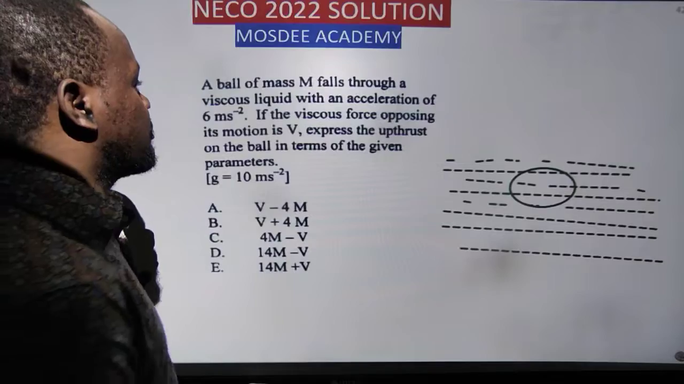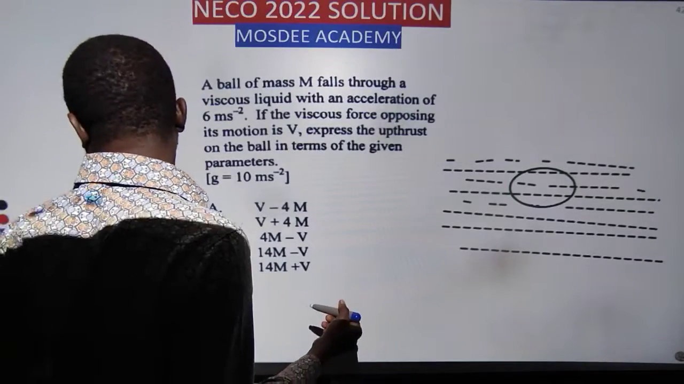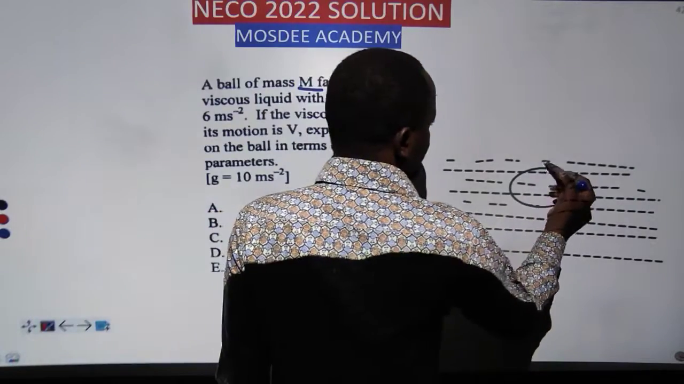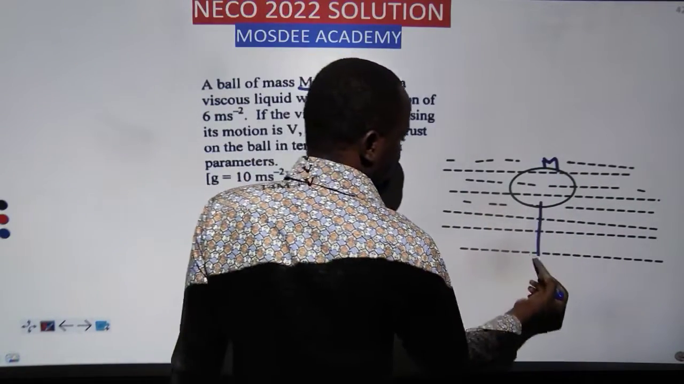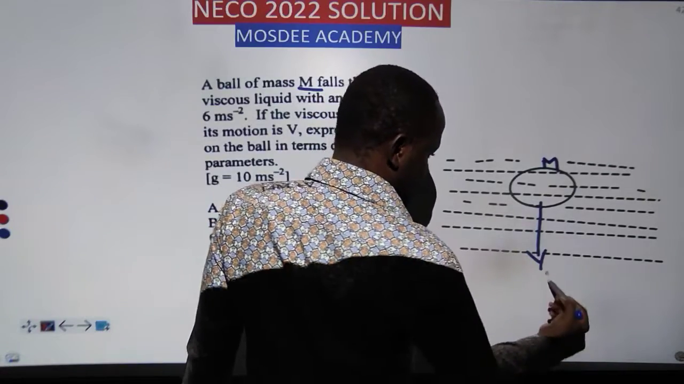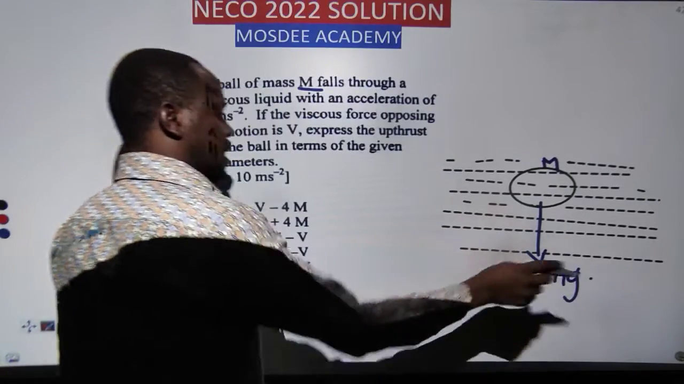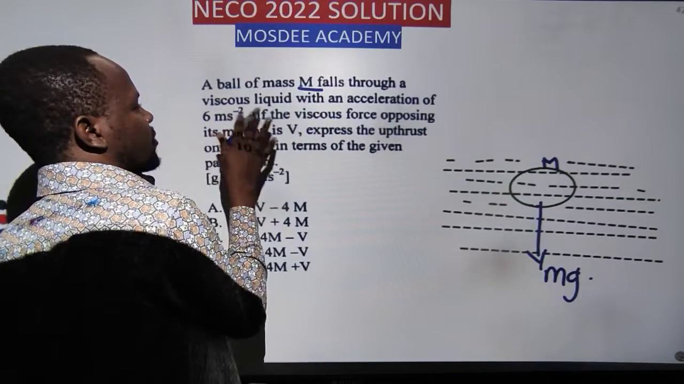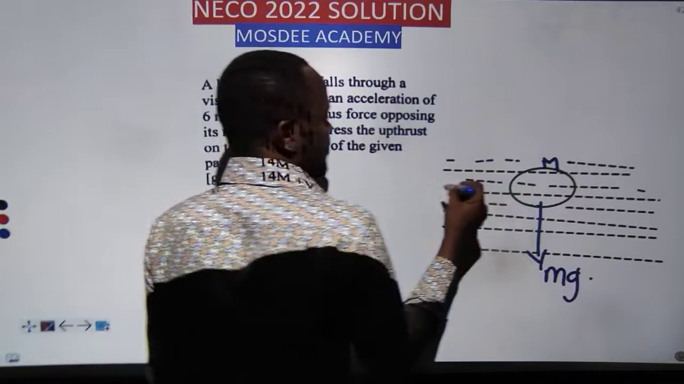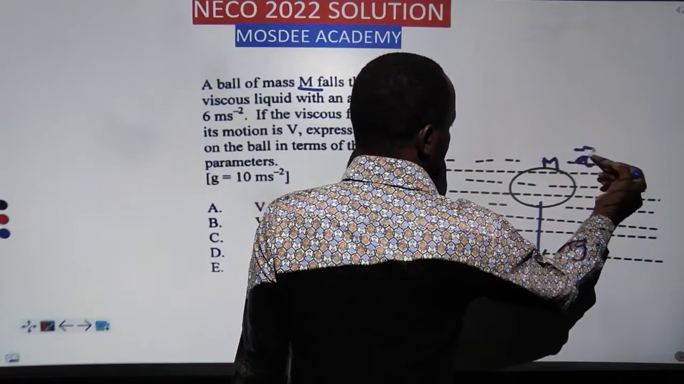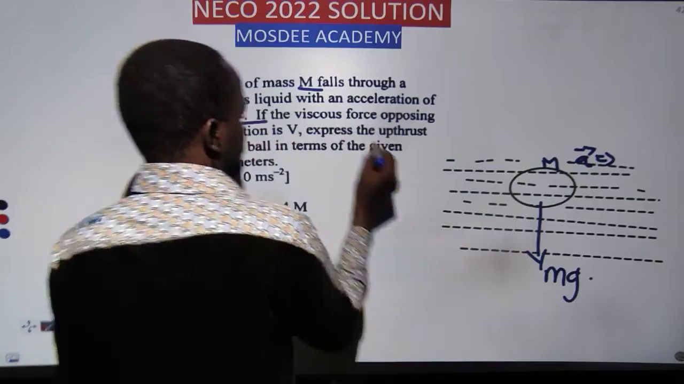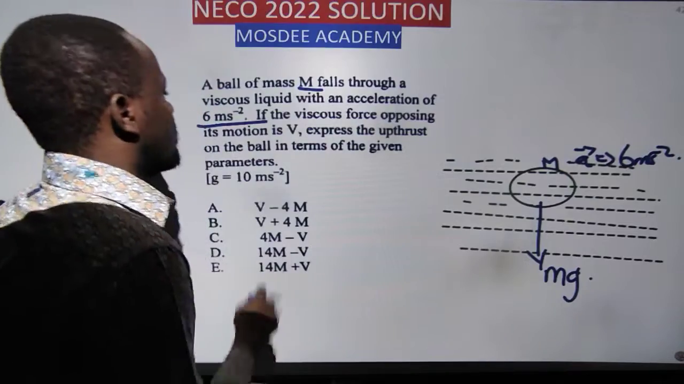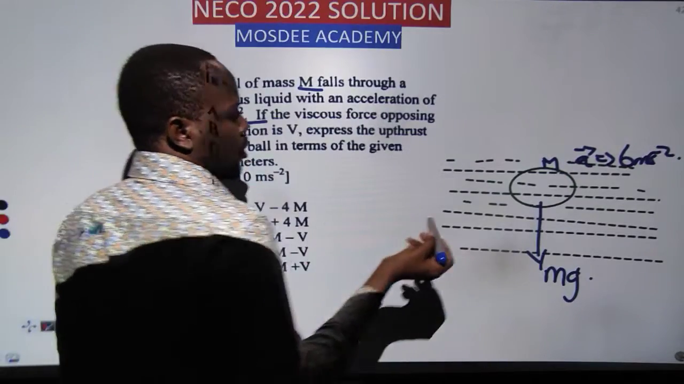So now there is a viscous force. The ball has a mass m. The weight of the body acts downward. Everybody knows weight always acts down, which is mg. Right? Capital M, because it's capital M that was given. The ball falls through a viscous liquid with an acceleration. So what is the acceleration of this ball? If the viscous force is opposing, opposite.